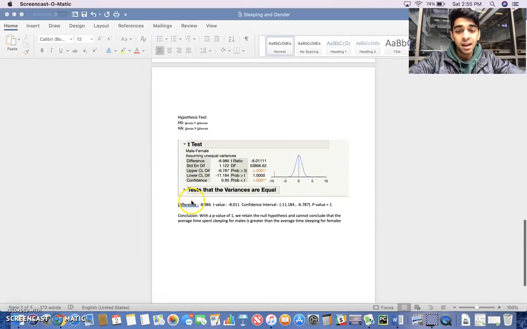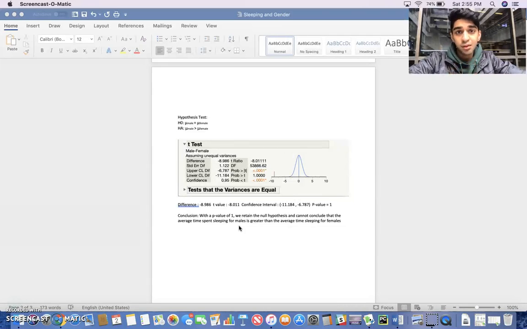So I did the test, and I got that the difference between the two averages was negative 8.986. The t-value was negative 8.011, the confidence interval was negative 11.184 to negative 6.787, and the p-value was around 1. So I concluded that with a p-value of 1, we retain the null hypothesis and cannot conclude that the average time spent sleeping for males is greater than the average time spent sleeping for females.